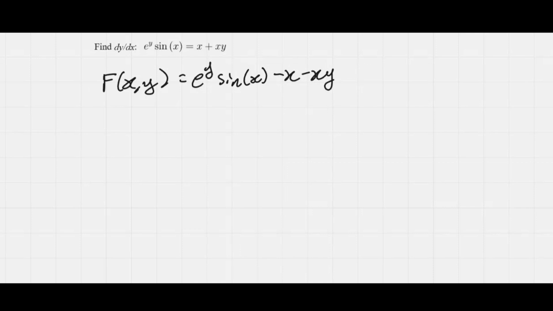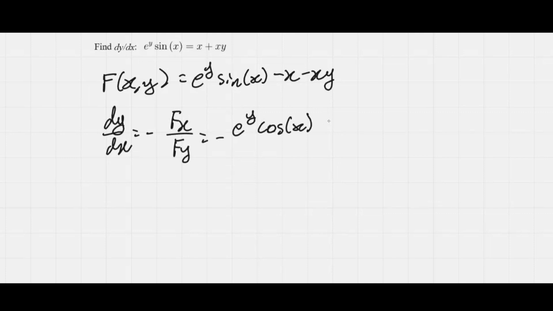Right? That second expression, that larger expression, is going to be our function. And so the derivative of y with respect to x is simply going to be negative of the partial of f with respect to x over the partial of f with respect to y. So what is the partial of f with respect to x? Well, first, in order to address this first term, e to the power of y is going to be constant. So we're going to have e to the power of y cosine x minus 1 minus y. And that is essentially going to be our partial derivative over there.